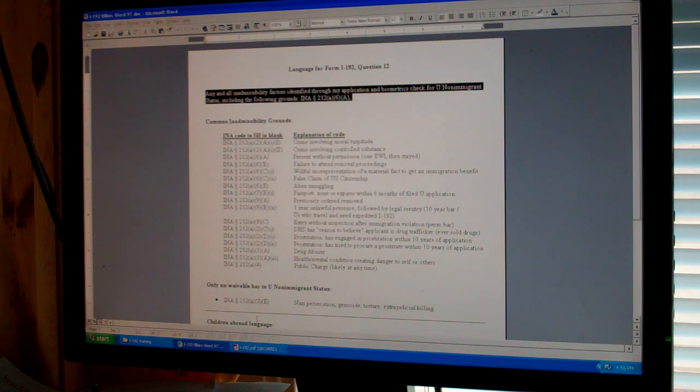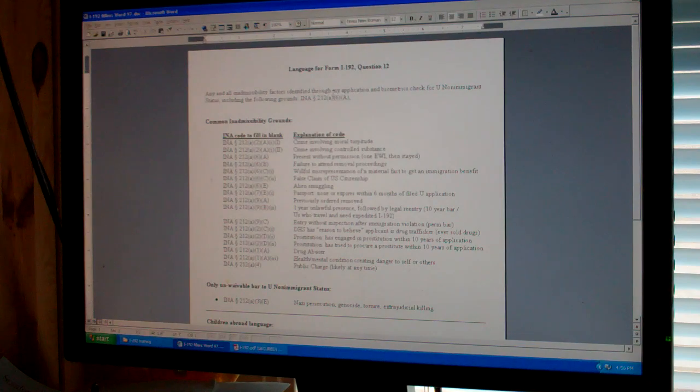Therefore, in that document that I told you about, in addition to this language, we've listed the most common inadmissibility grounds: crime involving moral turpitude, involving a controlled substance, presence without permission. That's the one we already put in there because 99% of our clients are here without permission. Failure to attend removal proceedings, as we discussed with the I-918, willful misrepresentation of a material fact to get an immigration benefit, false claim of U.S. citizenship. Alien smuggling is fairly common.